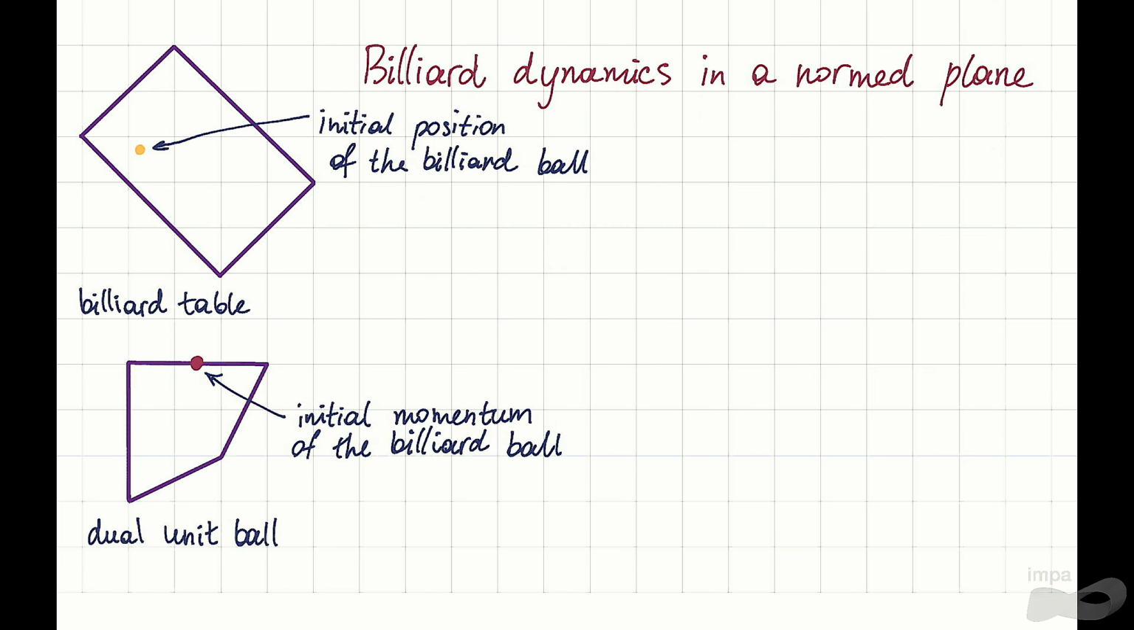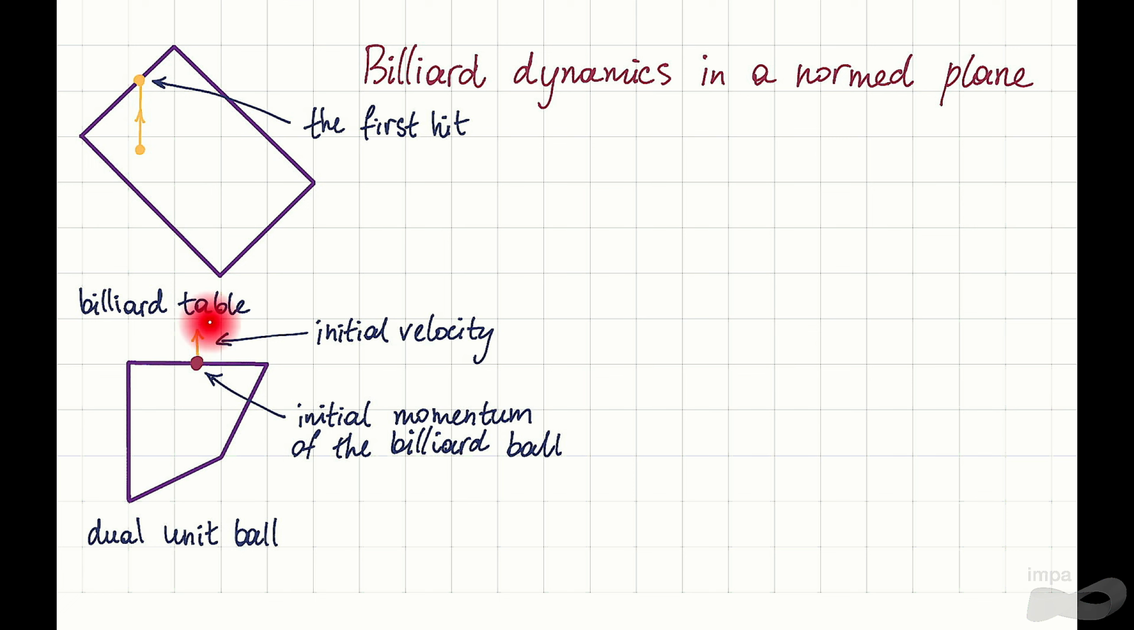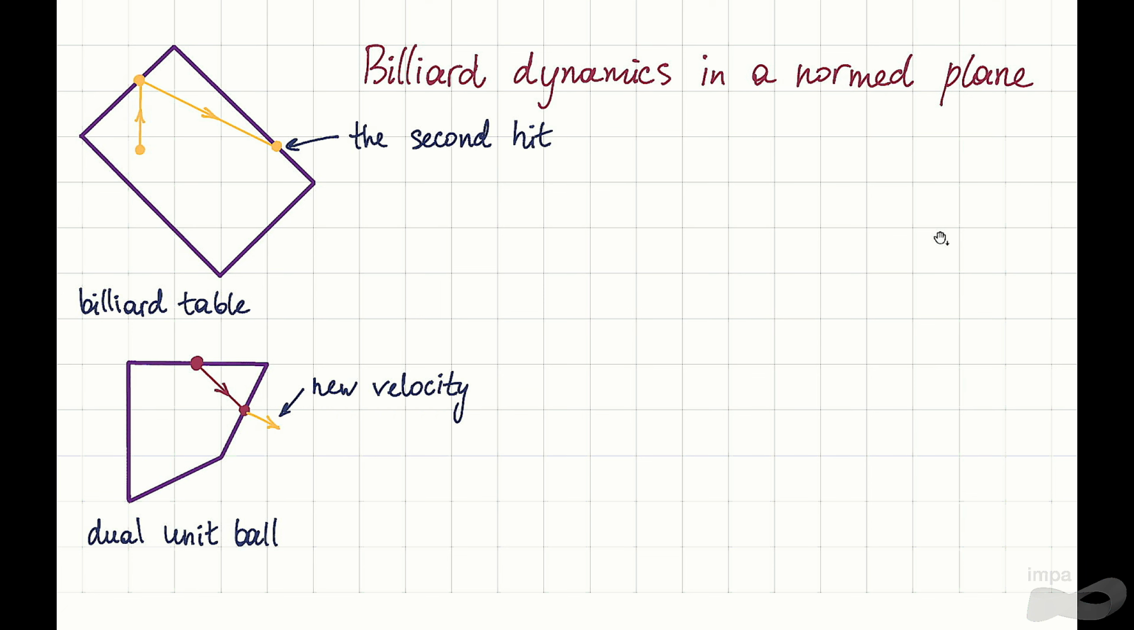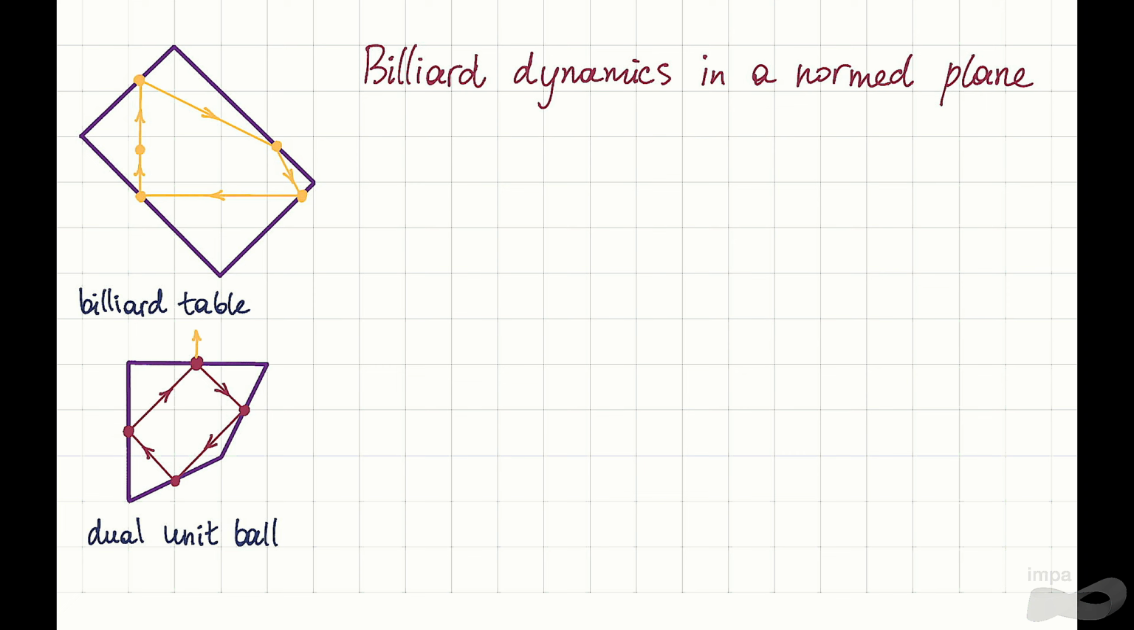I'll go through this very quickly because Pazit already explained this. If you have an initial position of your billiard ball and an initial momentum on the boundary of the dual unit ball, the first thing you do is draw the outer normal, which is your initial velocity. You follow this velocity until you hit the boundary. That's how I get my first hit. Then I need to define the reflection. For this, I draw the inner normal at the point of the first hit for the billiard table. I follow this inner normal in the dual picture until I hit the boundary of the dual unit ball. That's how I get the new velocity. I follow the new velocity to find the second hit, and so on and so forth, until it just happens that in this particular example, it closes up for some miraculous reason.